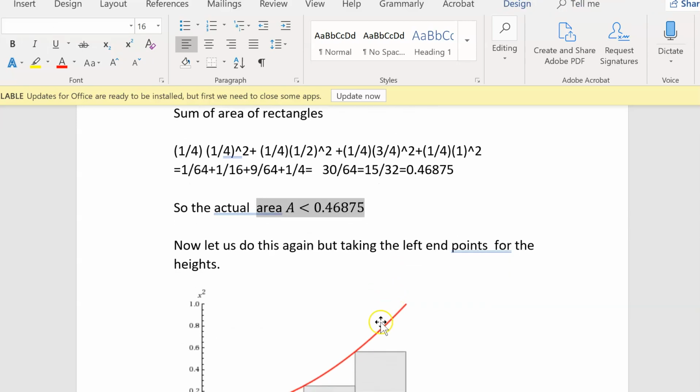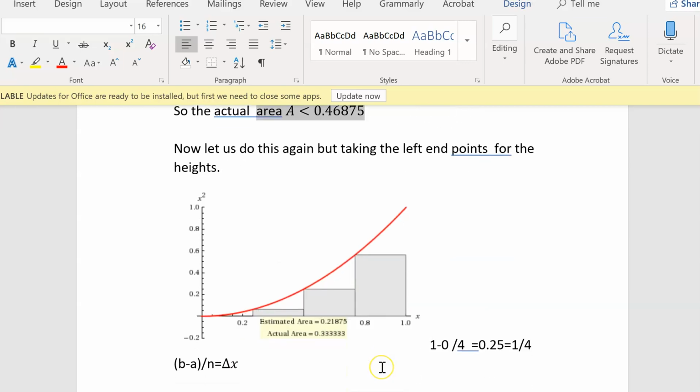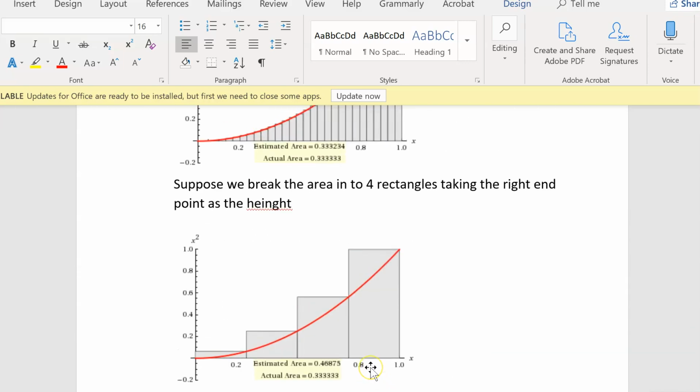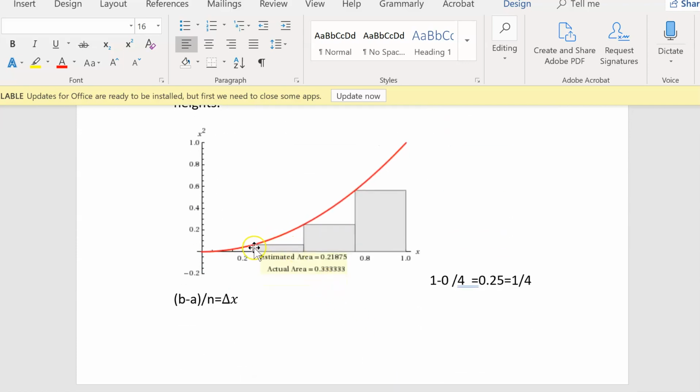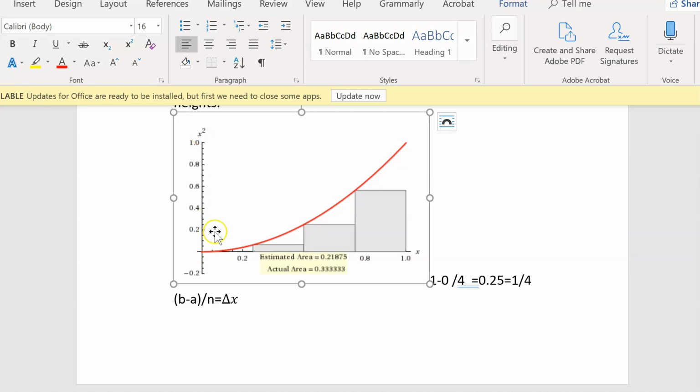Okay. Now let's do it again, but now instead of taking the right endpoints as the height, we are taking the left endpoints. What do you mean by that? So now if you look at here, the first rectangle is not there. Why is that? Because I'm taking the height of the rectangle as the left endpoint, and the left endpoint is 0 here, and the height at 0, because it is x squared, is 0. So there's no height. That means there's no rectangle.